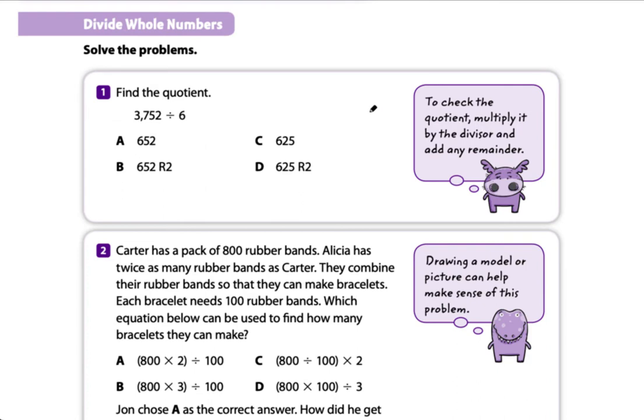Okay, the third page of the weekly review looks like this. It says find the quotient. That means find the answer to a division problem, the quotient. I use that word a lot. 3,752 divided by 6. Let's work that out.